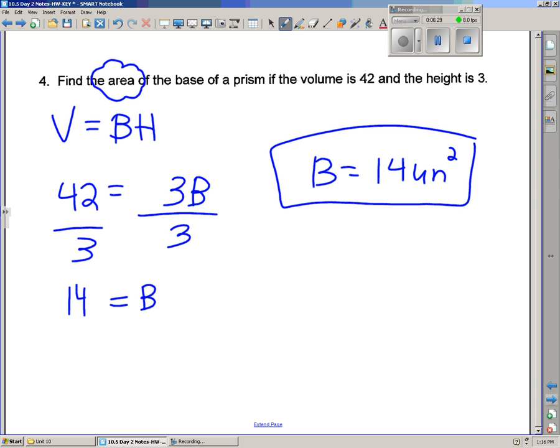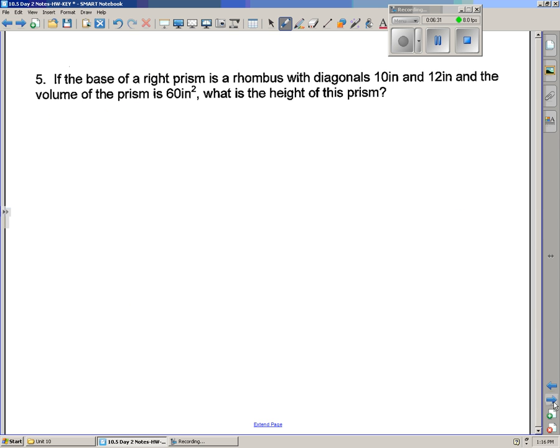Let's try this next one. If the base of a right prism is a rhombus with diagonals of 10 and 12 inches, and the volume of the prism is 60 inches squared, what's the height? So we know we're dealing with a rhombus, right? And we know that the volume is always going to be the area of the base times the height.